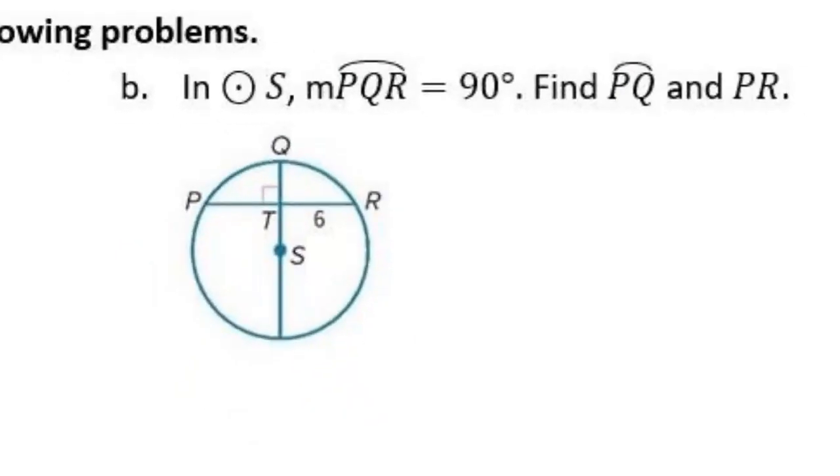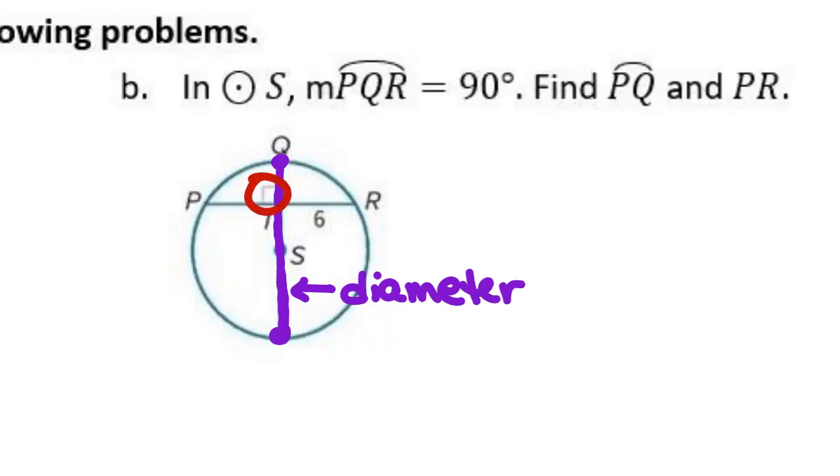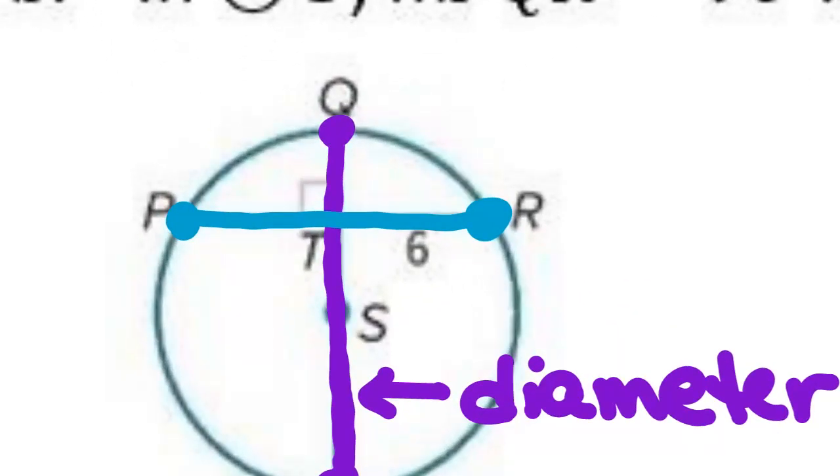And what would we call this segment right here? That's a diameter. We have a diameter that is forming a right angle with a chord. This chord right here. So what's it doing to that chord? What is my diameter doing to chord PR? It's cutting it in half. So PT is congruent to TR.